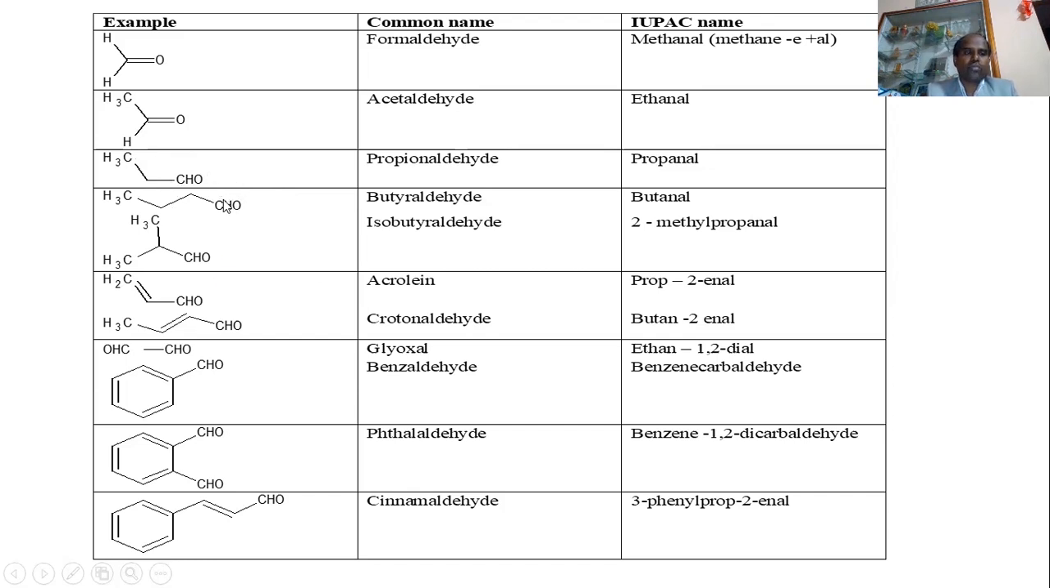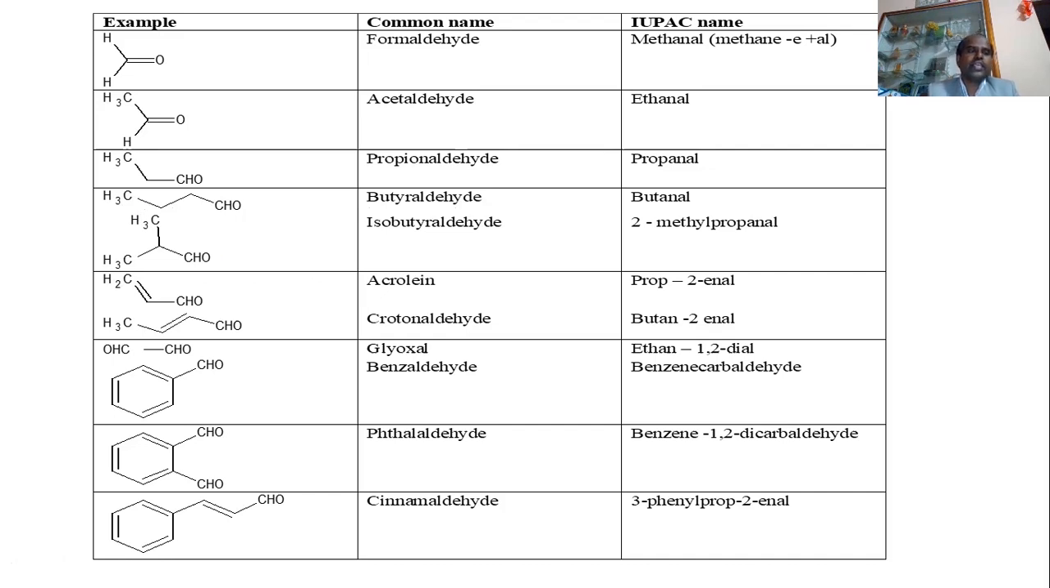Now let's take one more example, that is CH3, CH2, CH2, CHO. And the common name for this is butyraldehyde. So let's assign the IUPAC name. When we are assigning, we have to number in such a way that the least number should be given to the functional group. That means this will be 1, 2, 3, 4. 4 carbon containing aldehyde. So the 4 carbon containing alkane is called butane.